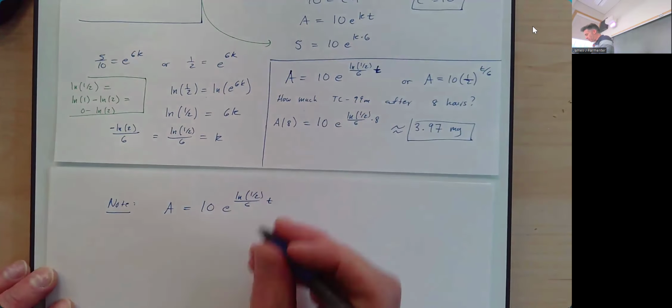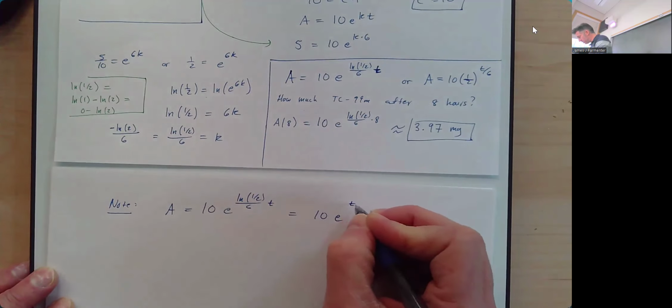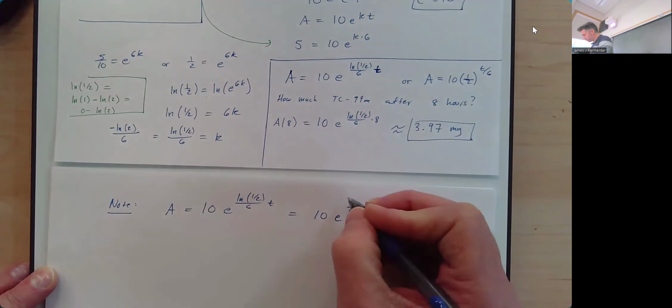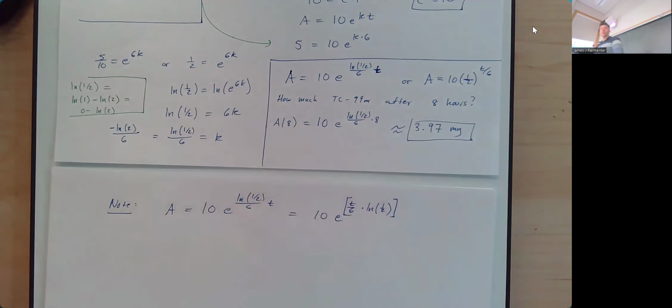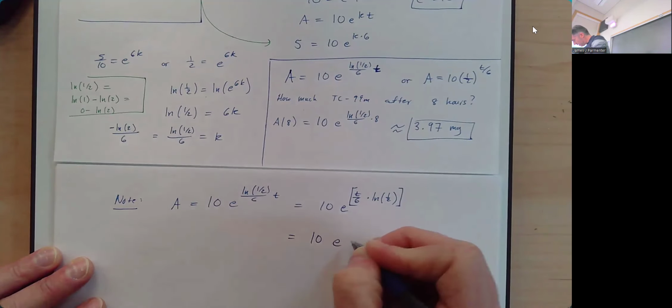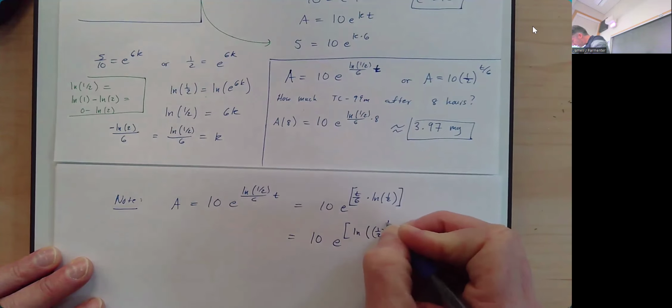Check it out. I'm going to rewrite this as 10e to the t over 6 times the natural log of 1/2. And I'm going to use a rule of logarithms that says if you have a logarithm of something to a power, you can bring that power down in front. But we can also do the reverse. If there's something down in front, we can bring it up as the power of the thing we're taking the logarithm of. So I can rewrite this as 10e to the natural log of 1/2 to the t over 6 power.